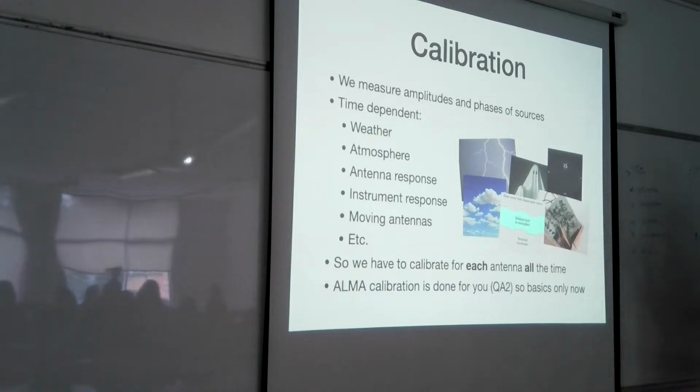It means that we need to calibrate each antenna all the time. Literally during an observation, we need to constantly check that we are converting our electric signals to physical signals of our source, and that we do that consistently in the same way. Otherwise, we can never use multiple data sets to combine data or compare data with the previous measurements.